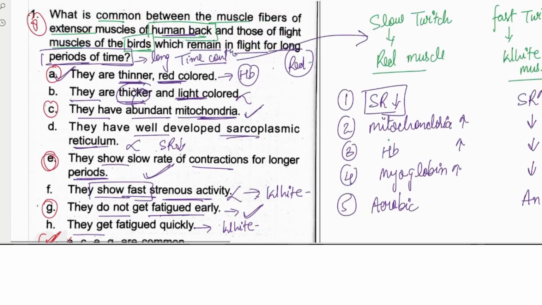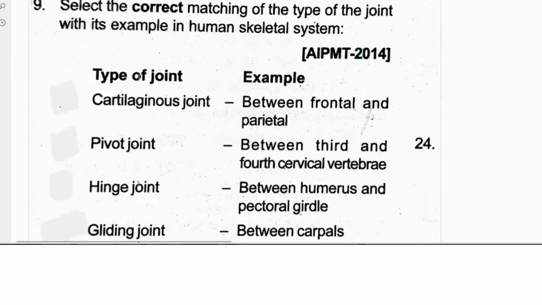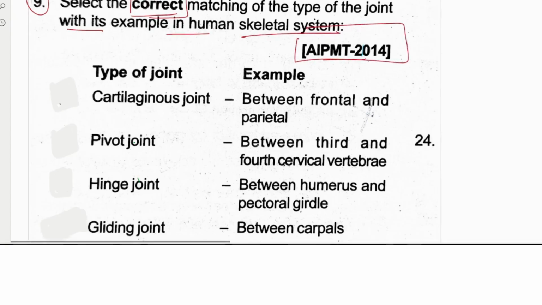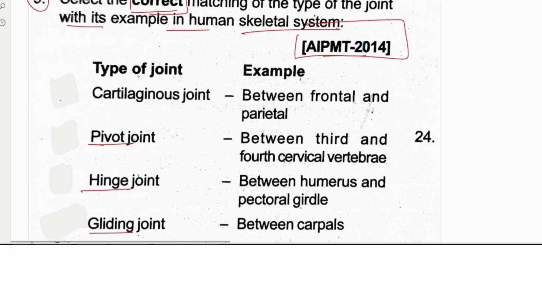I hope this big question is clear to you, because it is very important for your final exam. Okay, now question number 9. Select the correct matching of the types of joints with their examples in the human skeletal system. It is not tricky. You can do it very easily if you have studied about the joints: pivot, hinge, gliding. So we have to find out the correct matching.